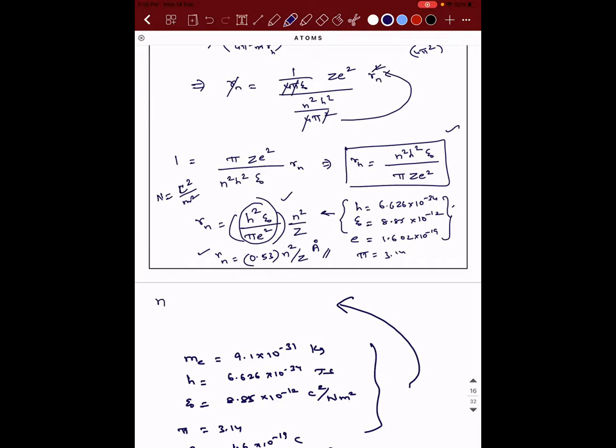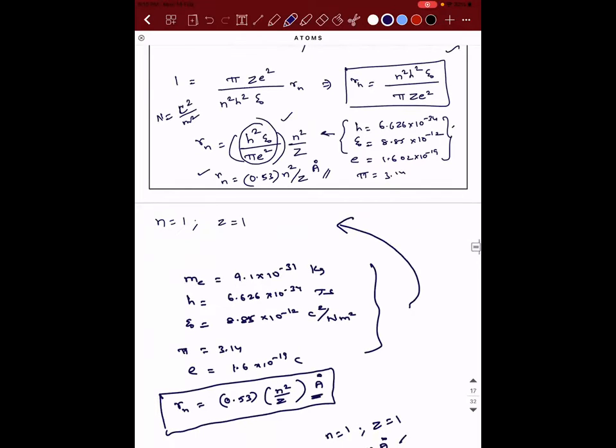Now listen to this. If n is equal to 1, z is equal to 1, what atom is that? Hydrogen, sir. So when I put R1 here, I get 0.53 angstrom, correct? Yes. So this is the radius of the first orbit of a stable hydrogen atom. And the 0.53 has a name called Bohr's radius and is represented by the symbol R0. Are you able to understand? Yes, I understand.